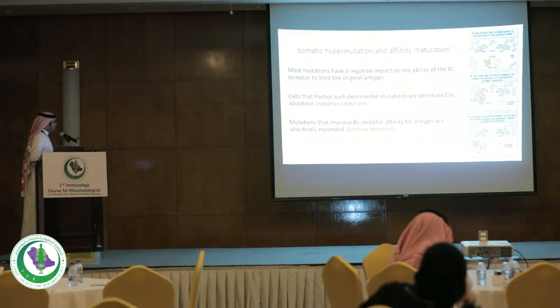Less commonly, these mutations can result in production of a better antibody that has higher affinity for the same specificity. So these cells are selected for further proliferation. They get more help from the T cell, and this is called positive selection. So positive selection selects the B cells that have better antibody production. They proliferate, whereas B cells with low affinity go through apoptosis, in a process called negative selection.